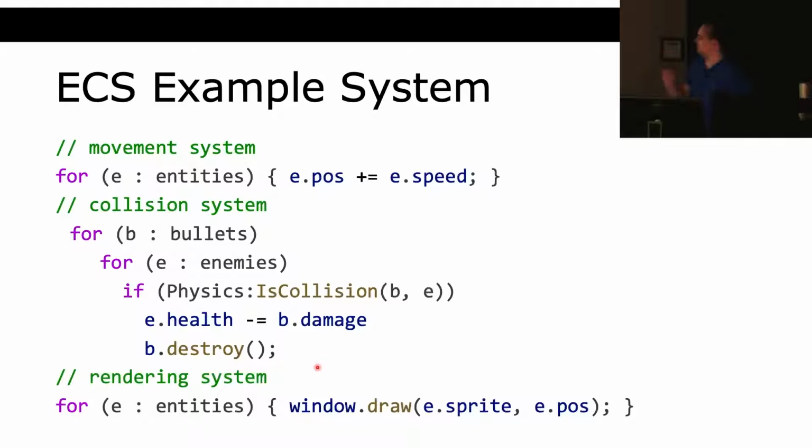And then a rendering system, in practice, your rendering system is going to be a little bit more complex than this, but you could just say for each entity, draw to the window the sprite of that entity at the position of that entity.